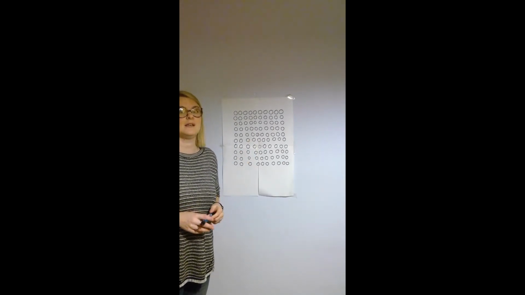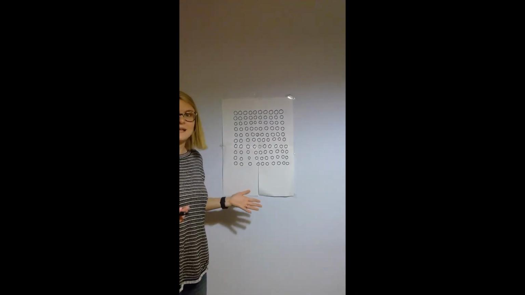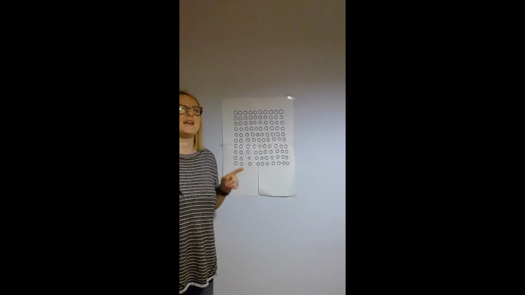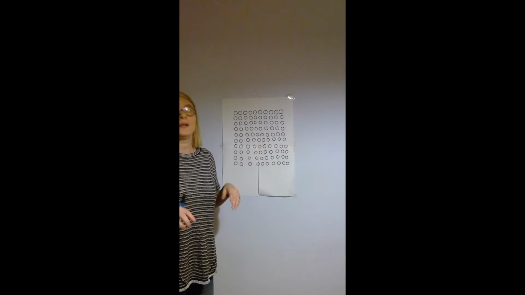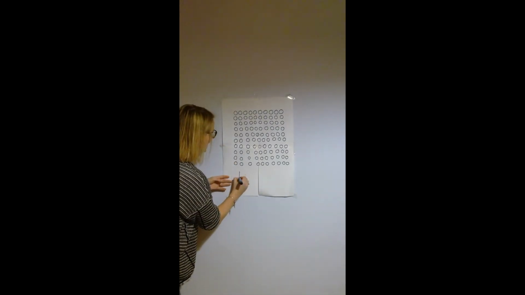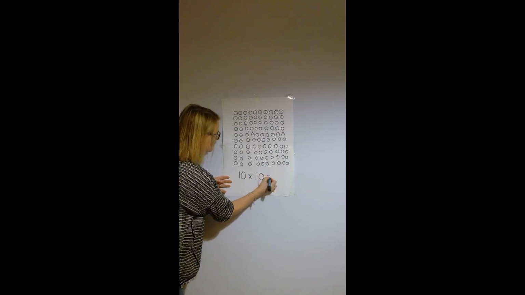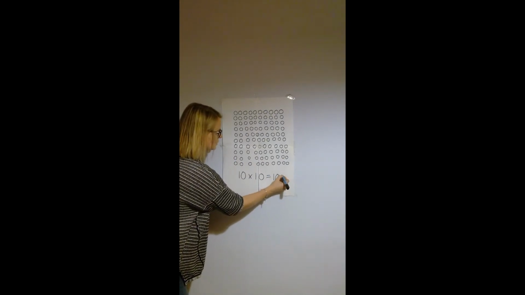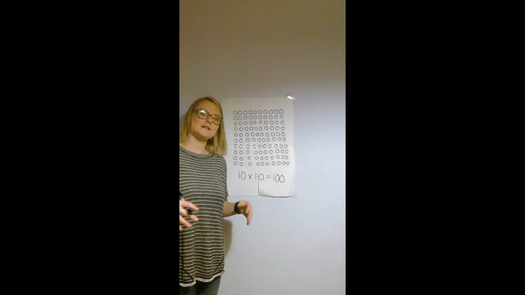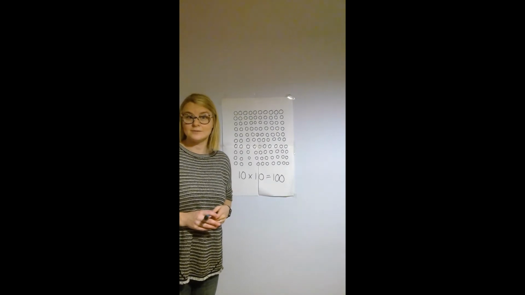So now I've drawn my array, and if I count up all of those counters, I'll be able to see how many 10 groups of 10 is. And to write that as my number sentence, pause the video now and have a think about how you would write your number sentence for 10 groups of 10. I'm going to write my number sentence as 10 groups of 10 equals, and I've counted them all, and I know that there is 100 there. So if you had 10 chocolates in a box and you had 10 groups of those chocolates, you would have 100 altogether.